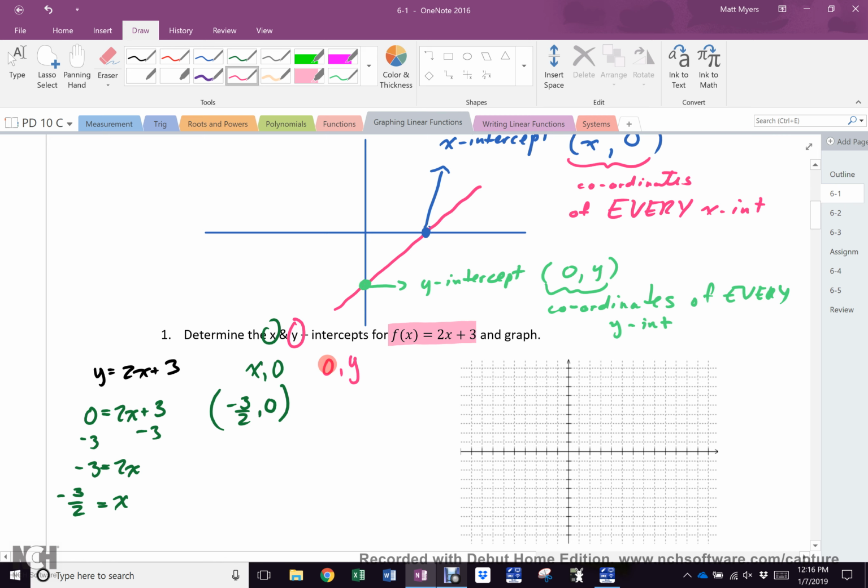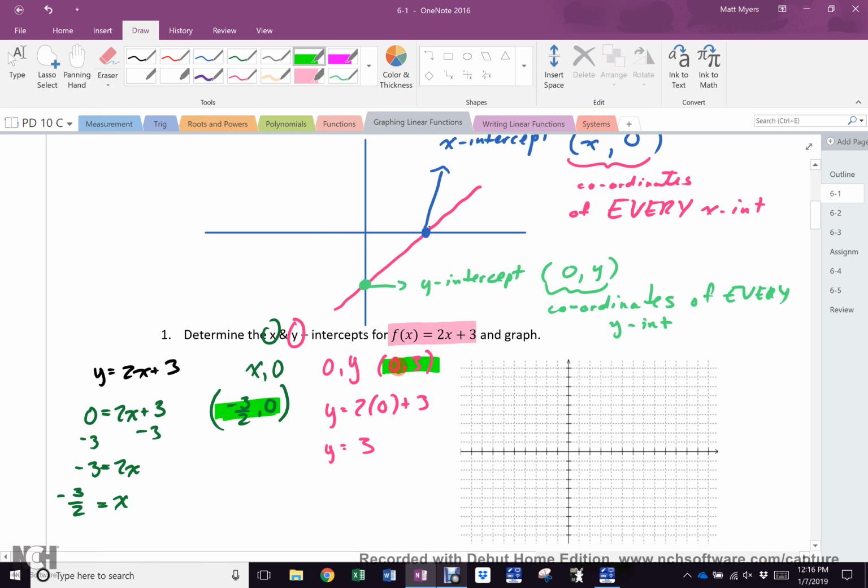Same thing. What value does that 0 represent? What value does that y represent? Y. Y equals 2 times 0 plus 3. What's 2 times 0? 0 plus 3? 3. Y equals 3. What can I write there? 0, 3.